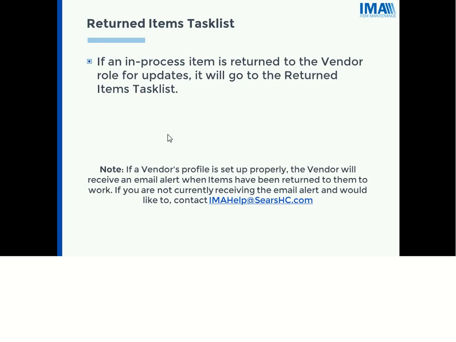If an in-process item is returned to the vendor for updates, it's going to go to your returned items task list. So if your profile is set up correctly, you should receive an email alert when items have been returned to you. And if you aren't receiving them and would like to, you can contact IMA help at searshc.com. Otherwise, you need to be sure to go in periodically and check your returned items task list just to make sure that nothing has been returned to you.